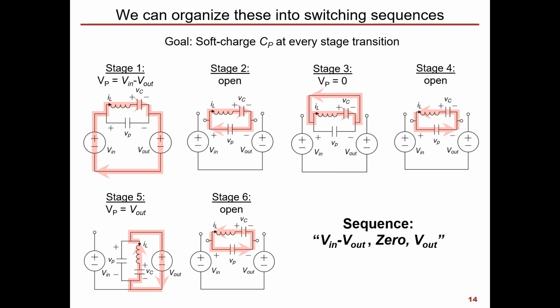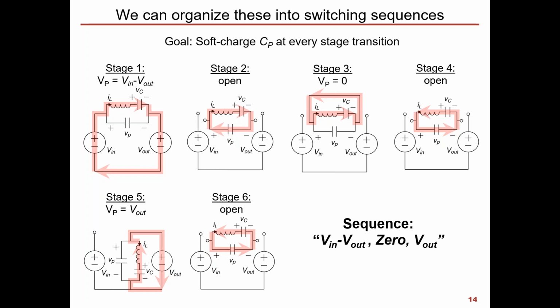And that means we're going to have to alternate the connected and zero stages where VP is fixed with open stages where VP can change. And so that's why in this example sequence you see here, we alternate those connected and zero stages with open stages. So let's take a closer look at this example sequence.